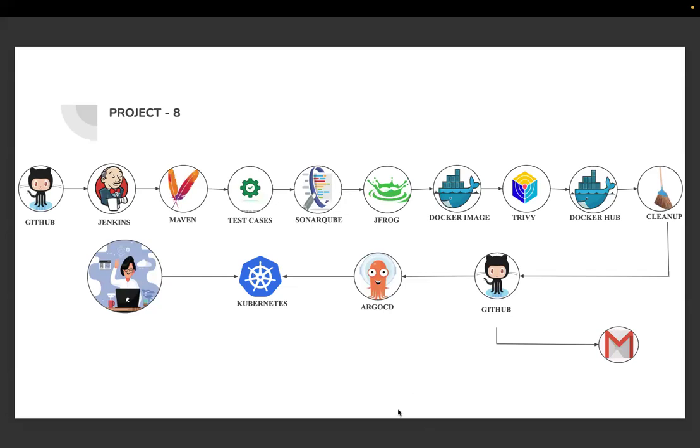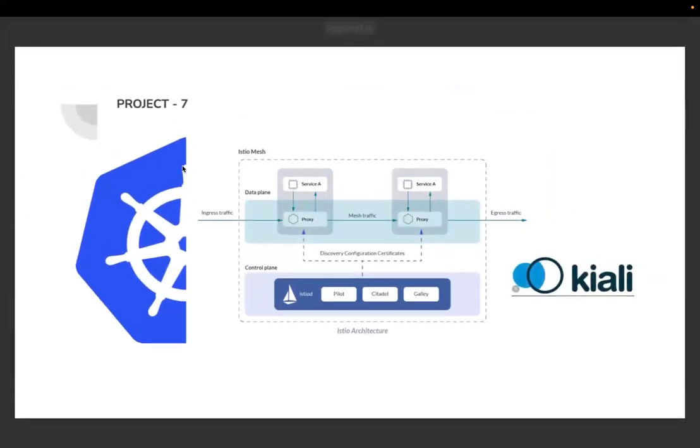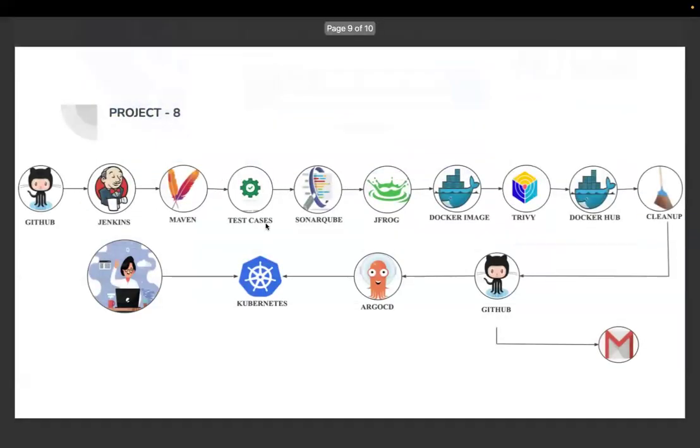So yeah, these are the different projects that we are going to do. Actually, 7 different projects. As I mentioned, this 7th project is an optional project, as this includes very advanced knowledge in Kubernetes. So along with this 8th one, we have different projects as part of this course.